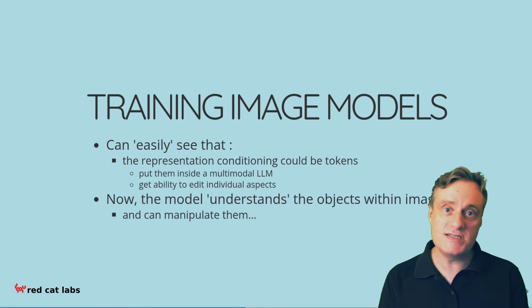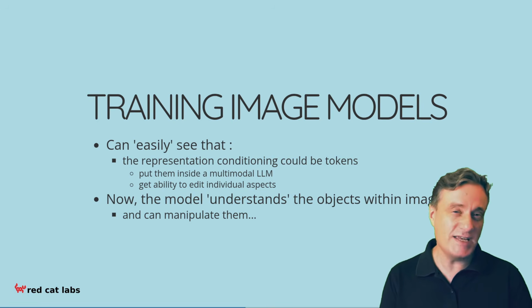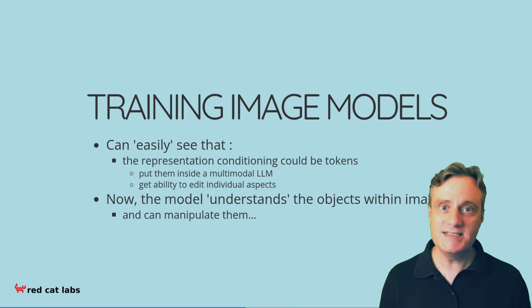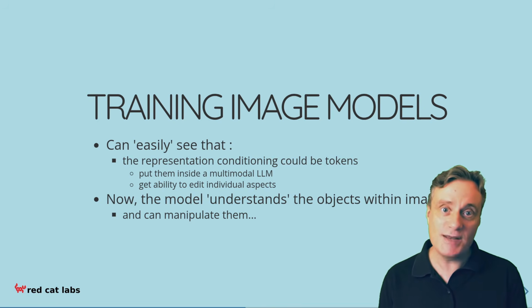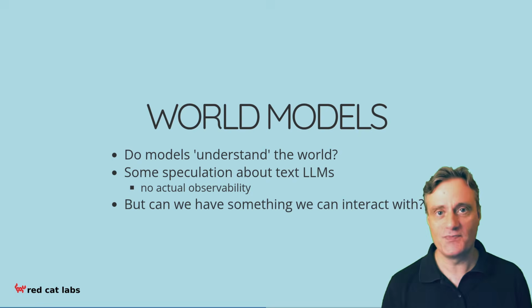we've used the representations we can pick up using other models to essentially provide captions about how to manipulate tokens within a language stream. In summary, this could allow the new image model to understand objects within the image and manipulate them at will. So with that background, let's now talk about world models.